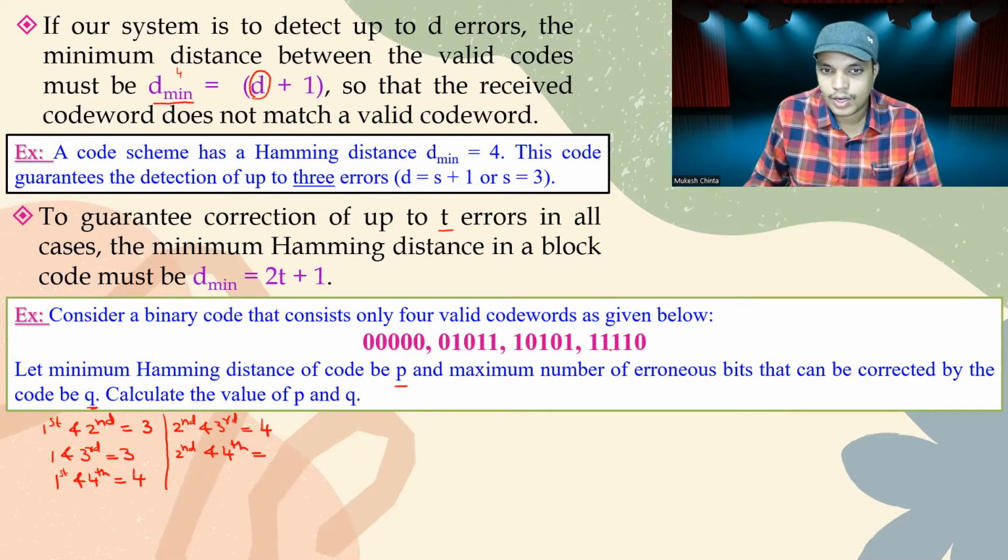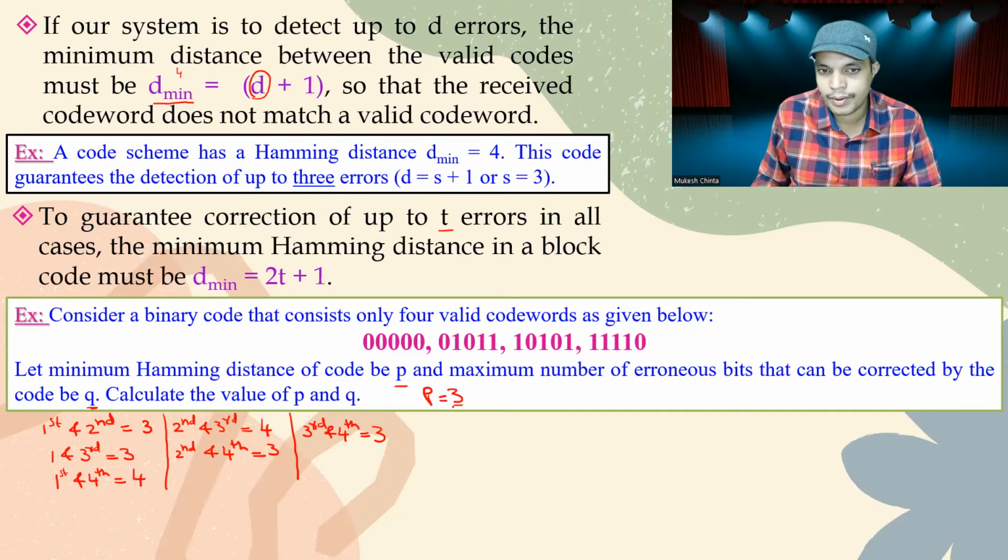0, 1, 0, 2, 3. It is 3. Similarly, you have to calculate the same for your third and fourth code word also. What is the minimum Hamming distance between these two? So 1, 2, 3. So the answer for P is nothing but the minimum Hamming distance between any two legal code words. If you look at the values, the P value is 3.